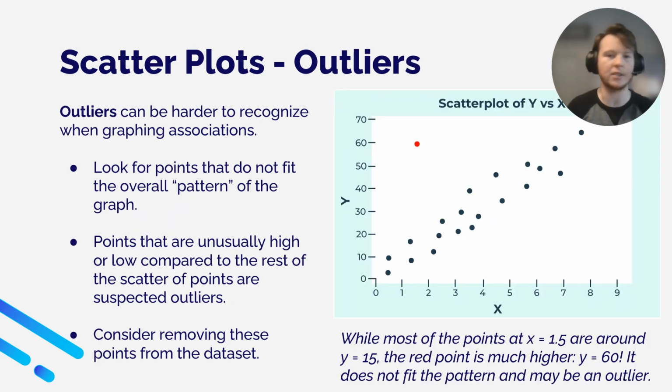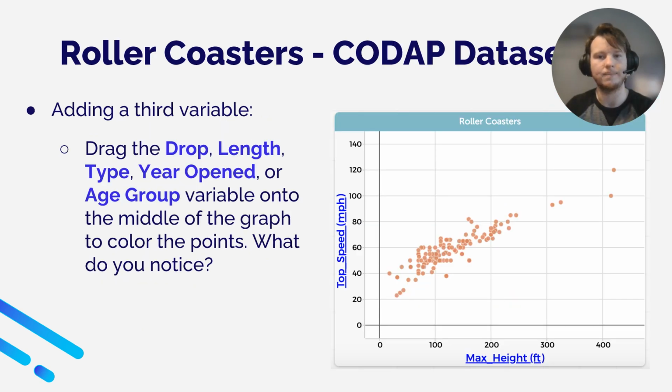As far as outliers in scatter plots, these can be a little harder to recognize than outliers in one variable relationships. We are generally looking for points that don't fit the overall pattern of the graph. So points might be unusually high or low compared to the rest of the scatter of points. For example, in the graph to the right, you see that red point should probably be somewhere around 10 or 20, but is in fact up near 60. So this is a pretty clear outlier, and students should consider removing these kinds of points from their data sets.